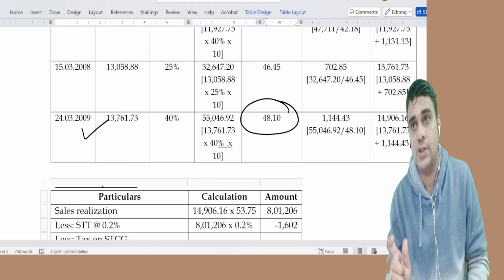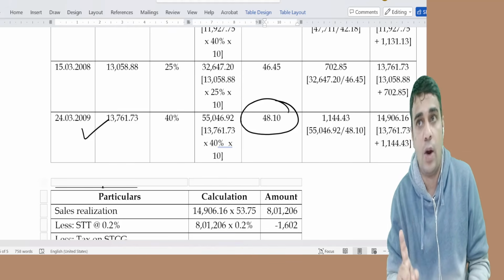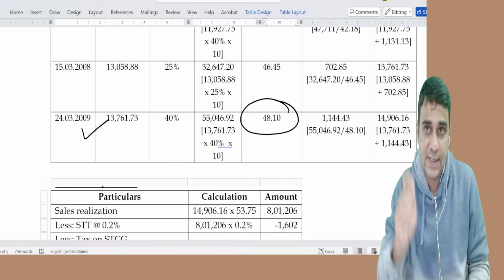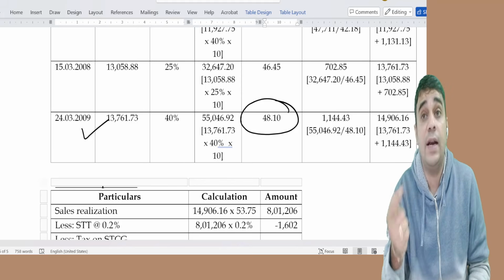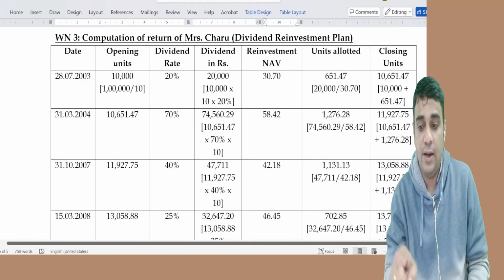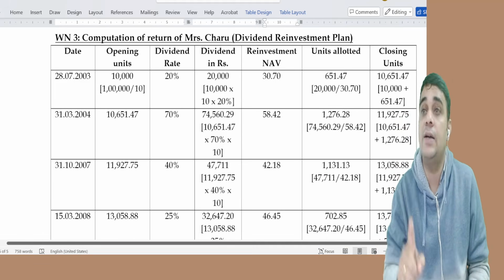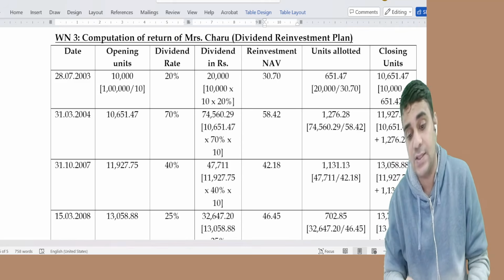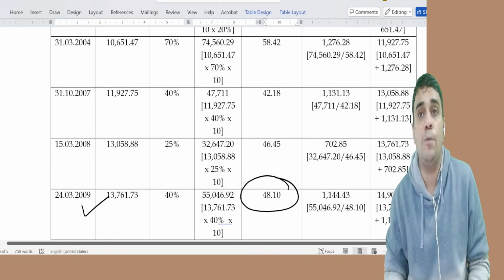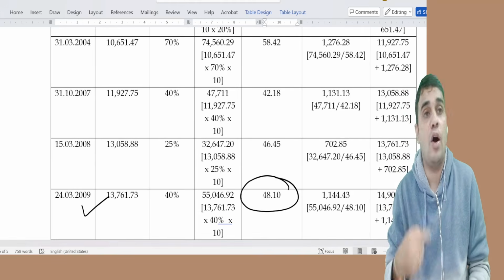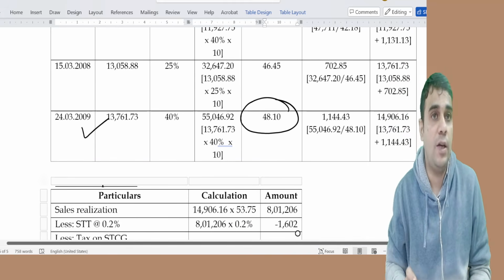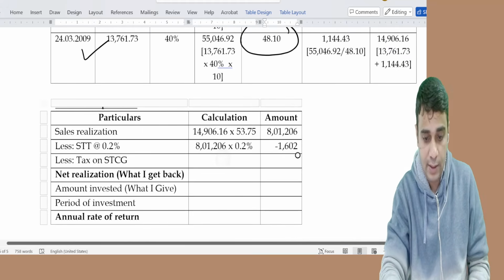48.10 is the cost. Whatever units were allotted in the last 1 year will have STCG. If the question wanted LTCG, it would be a very time-consuming calculation, because the first 10,000 cost is 10, the next 651 cost is 30.7, the next 1276 cost is 58.42, the next 1131 cost is 42.18, the next 702 cost is 46.45, and the last 1144 cost is 48.10.